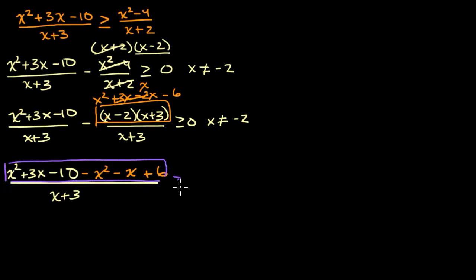Oh, and let's not forget, this needs to be greater than or equal to 0, and x cannot be equal to -2. So we have an x squared minus x squared. Those cancel out.